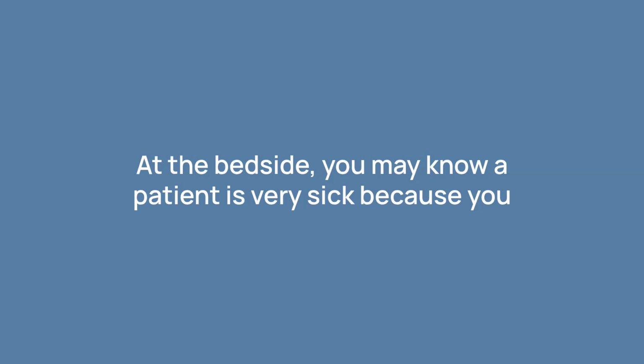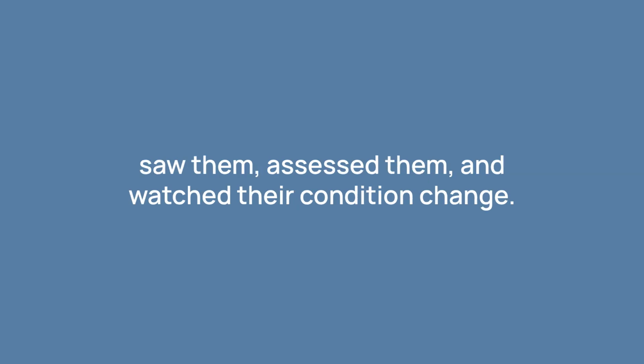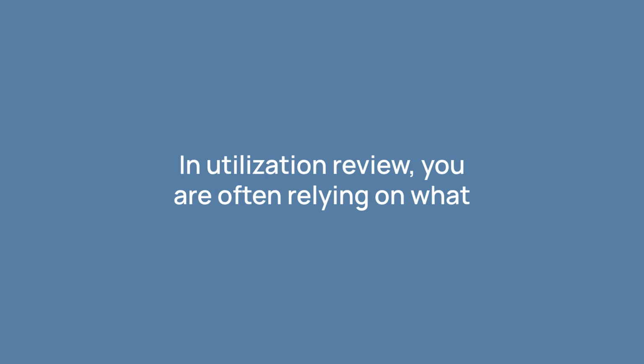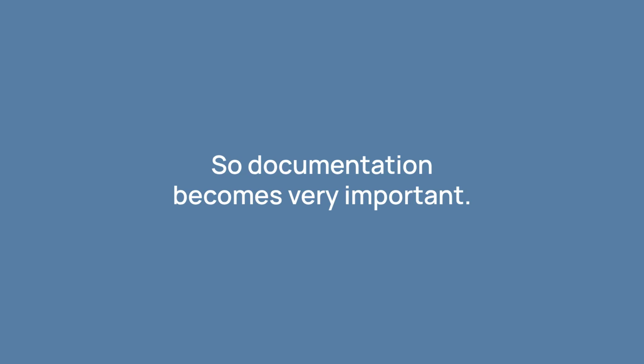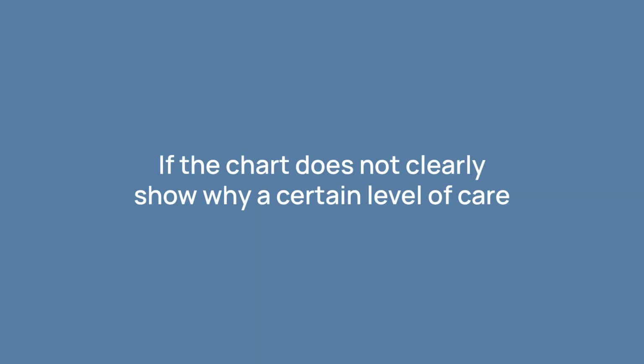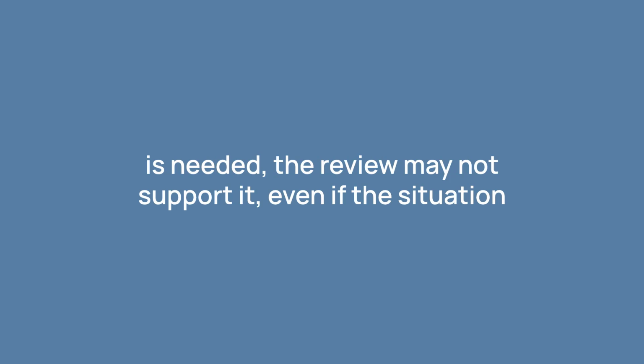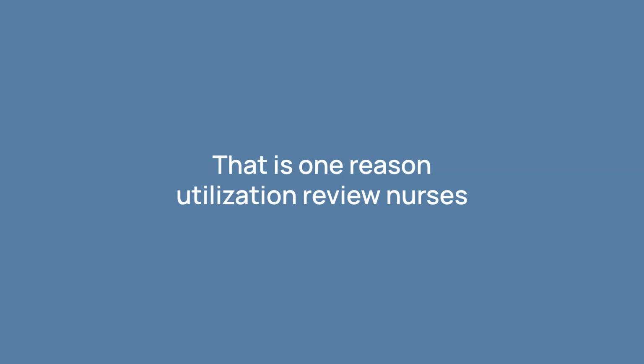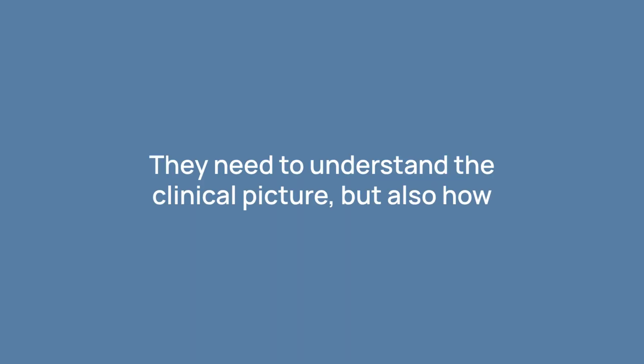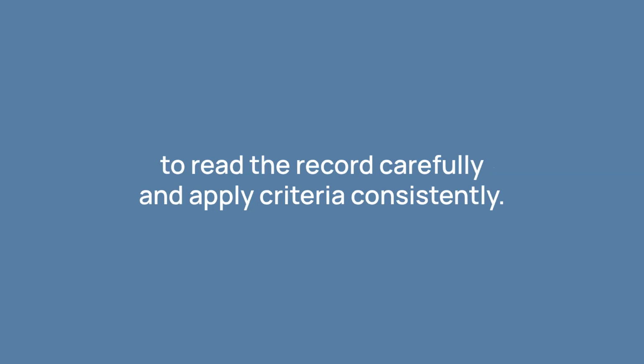At the bedside, you may know a patient is very sick because you saw them, assessed them, and watched their condition change. In utilization review, you are often relying on what is written in the chart. So documentation becomes very important. If the chart does not clearly show why a certain level of care is needed, the review may not support it, even if the situation felt obvious to the care team. That is one reason utilization review nurses have to be detail-oriented. They need to understand the clinical picture, but also how to read the record carefully and apply criteria consistently.